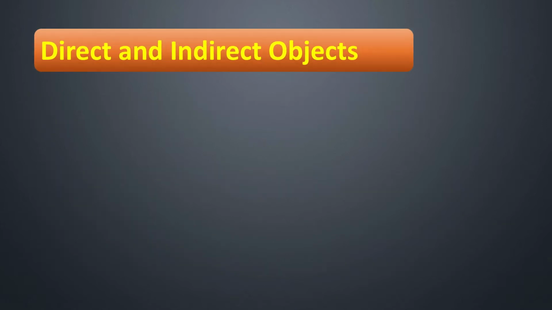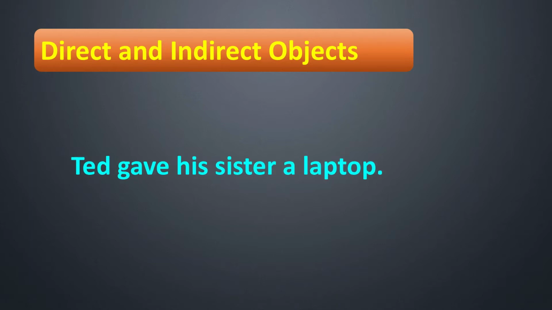Now let's speak about direct and indirect objects. A transitive verb can take more than one object. For example, Ted gave his sister a laptop. So, my dear friends, in this sentence, there is an indirect object, his sister, and a direct object, a laptop.